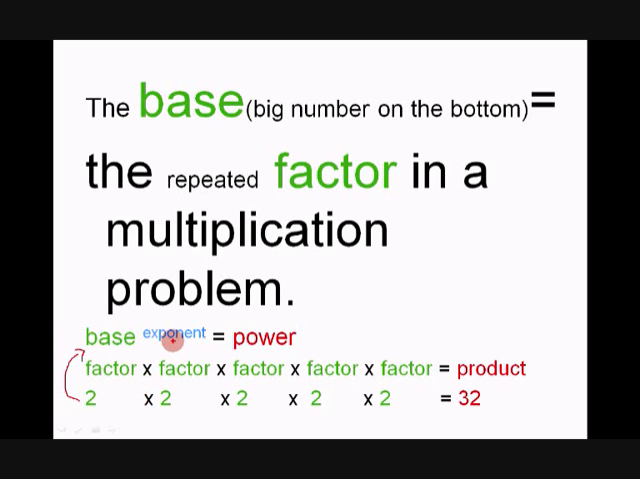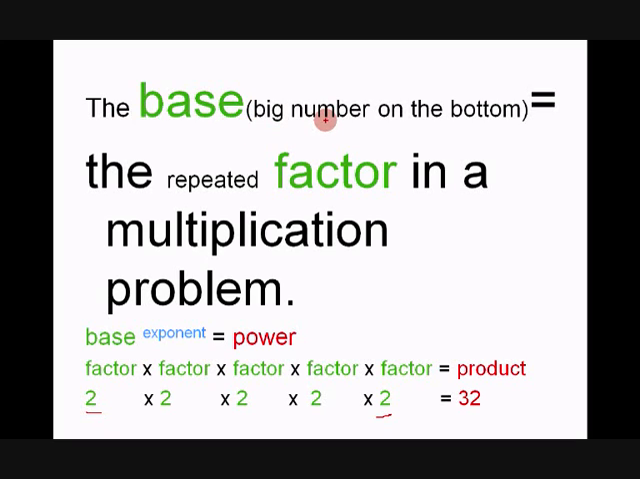What becomes the exponent? The exponent is the number of times the 2 repeats. We counted 1, 2, 3, 4, 5 times, so 5 becomes the exponent. Okay? Which one is the base and which one is the exponent? This is the base, and the number of times is the exponent.